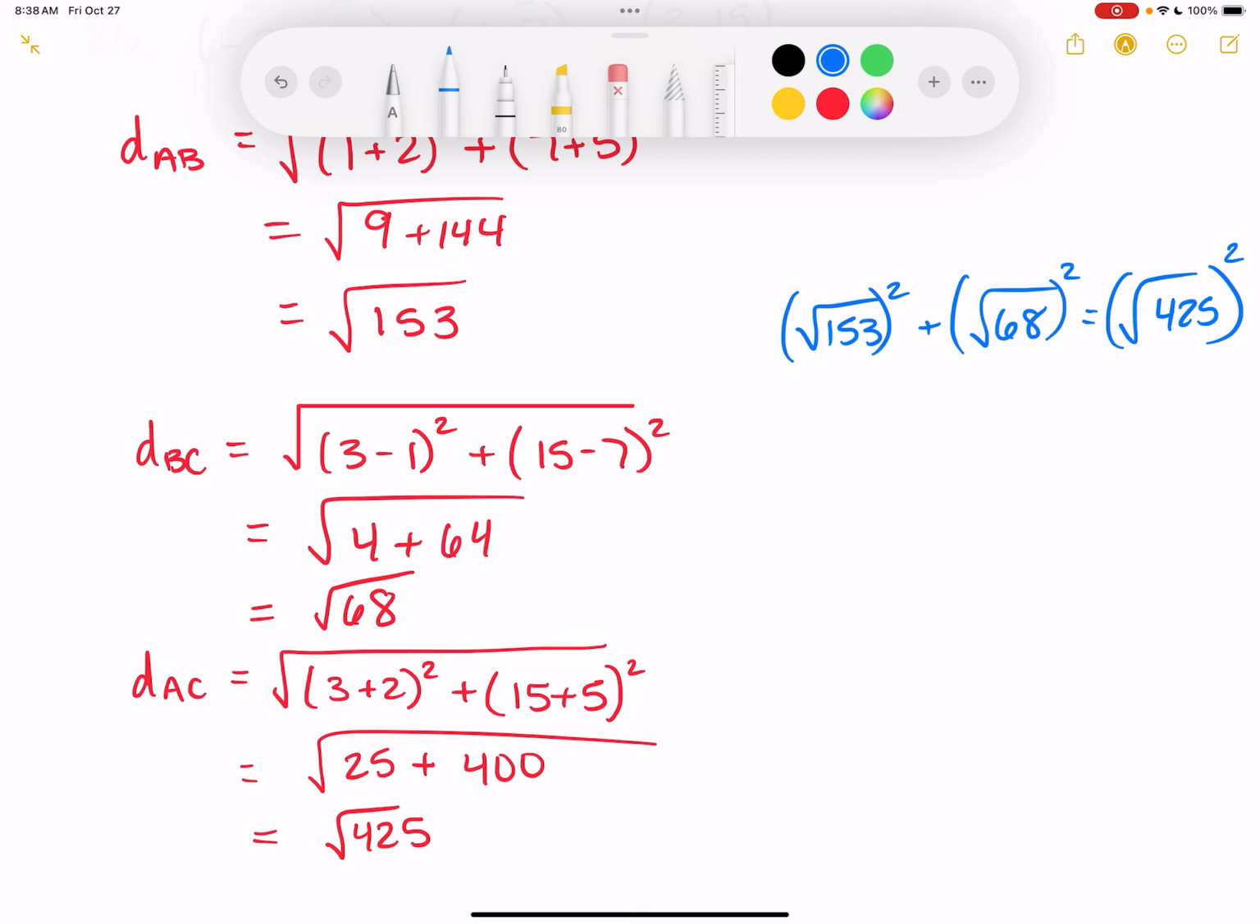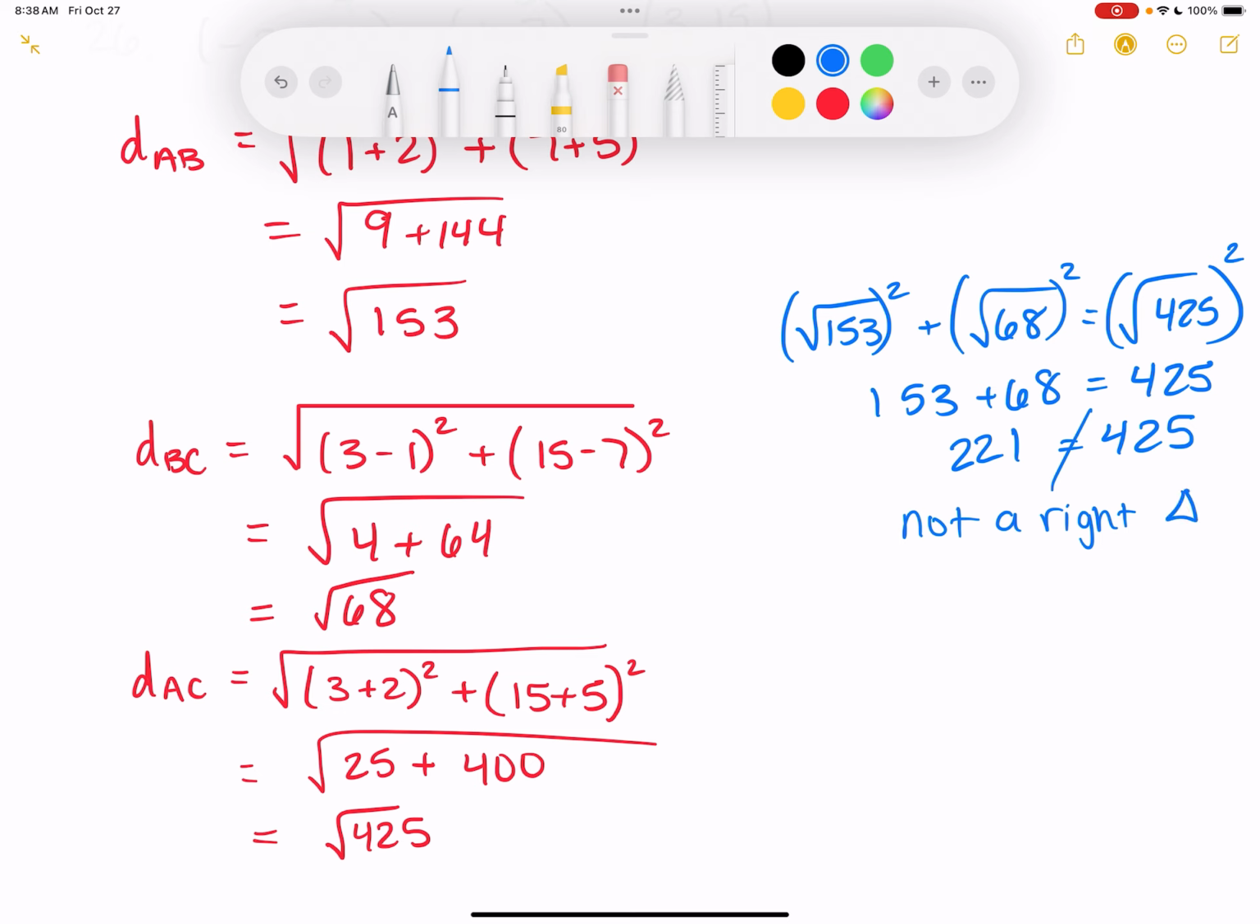And then with this, we just work down left and right individually. Don't move stuff over. So the square roots are all going to cancel. So I have 153 plus 68 is equal to 425. And so this ends up being 221 is equal to 425. And since these are not equal, it is not a right triangle. So all that work to be able to say it's not a right triangle.